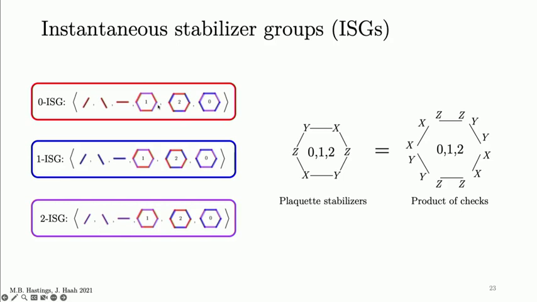But there's more here. There's also these plaquette stabilizers. And those plaquette stabilizers are common to each of the ISGs. They are products of checks around a plaquette. Now, it seems like a trivial statement, but it's absolutely crucial for what I'll tell you. And that's that these plaquette stabilizers, because they belong to each of the instantaneous stabilizer groups, commute with all of the checks.